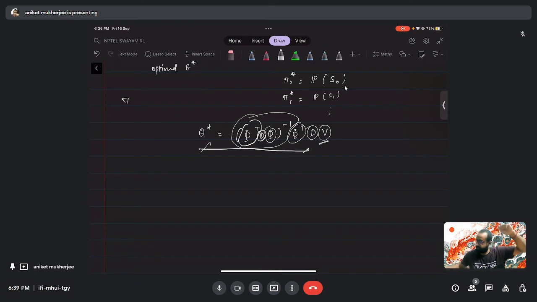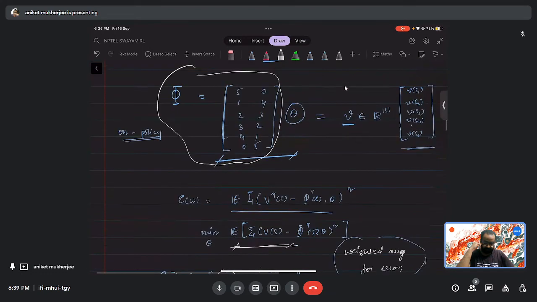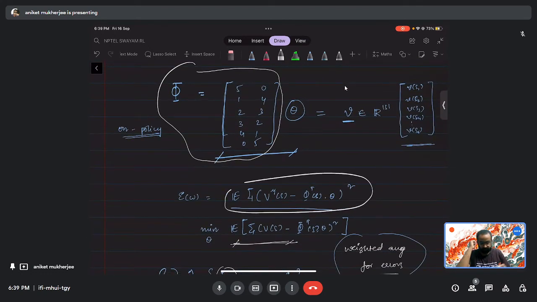It's not confusing. Okay, so what is the problem with this? What is the problem with doing simple linear approximation with this? I gave you an optimal solution. Can I do this? Okay, what am I trying to do here?